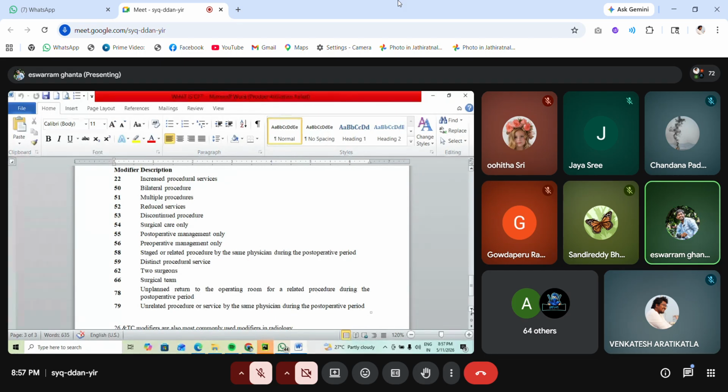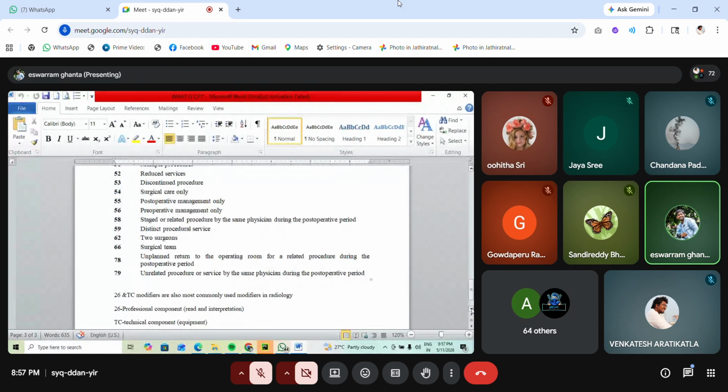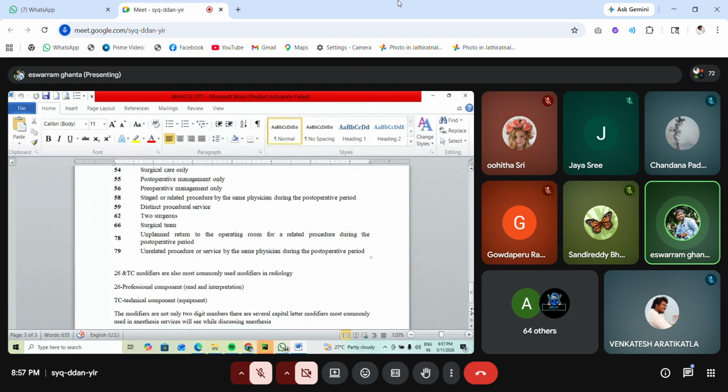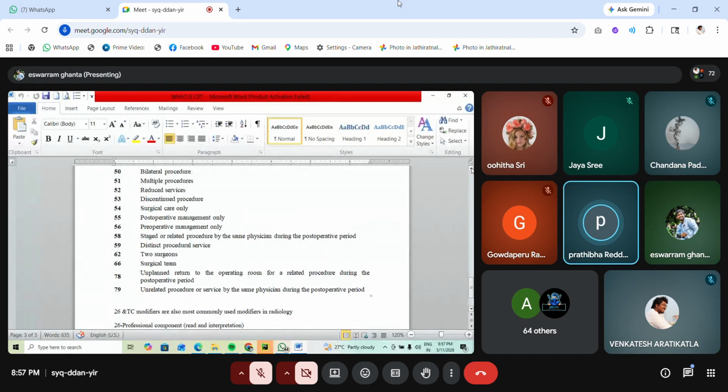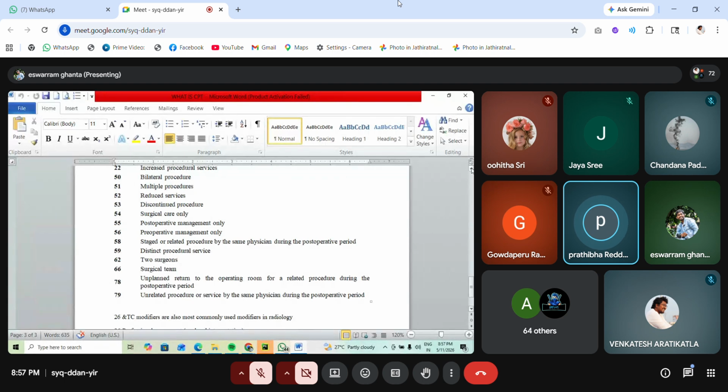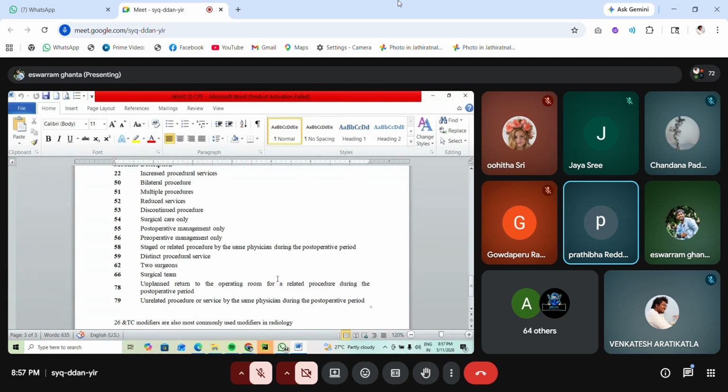Okay, next, there are different types of modifiers like this. These are the set of modifiers here. And soft copy and 16 page number there modifiers.